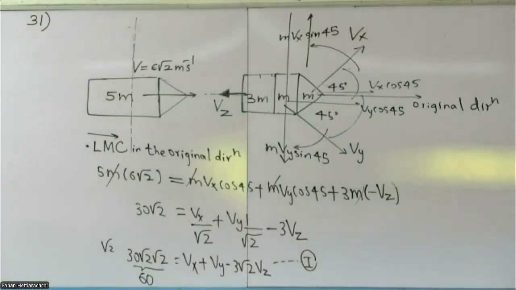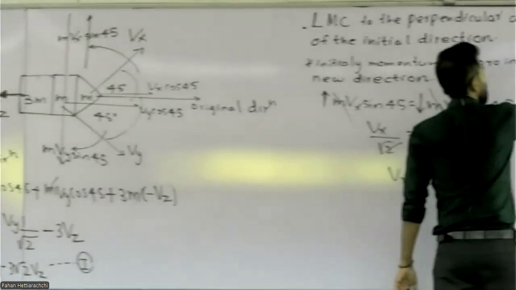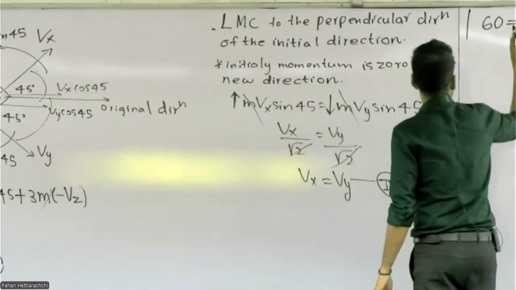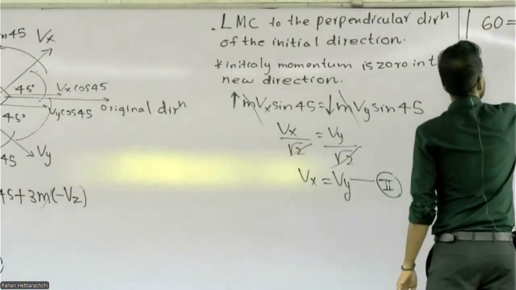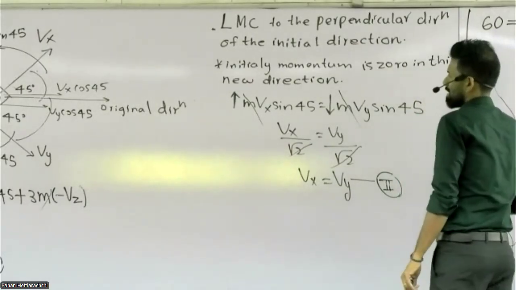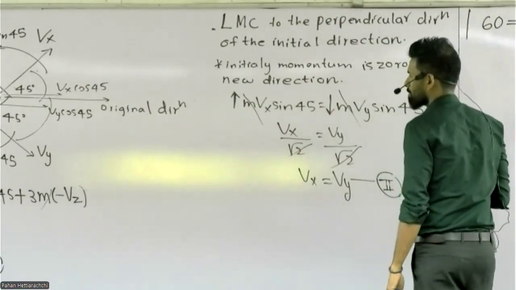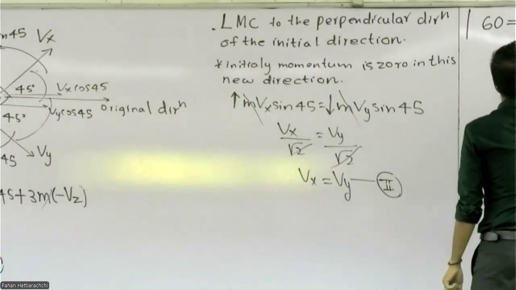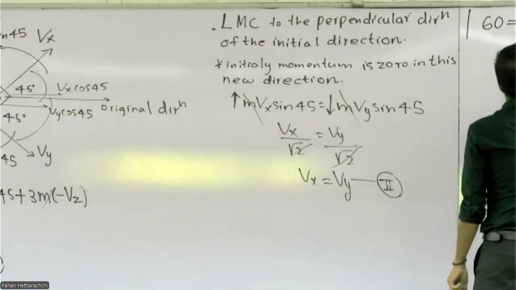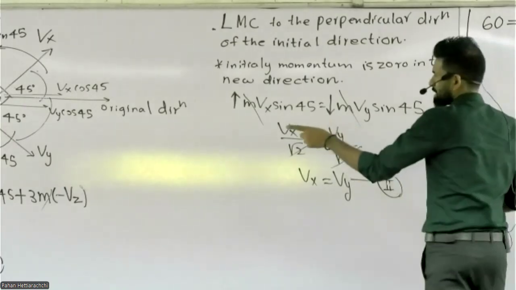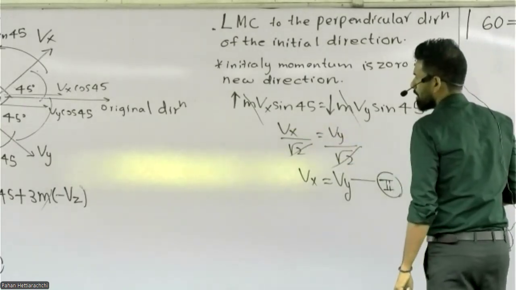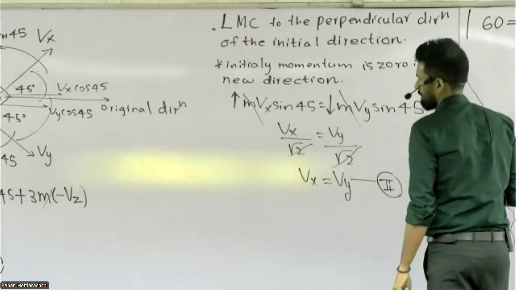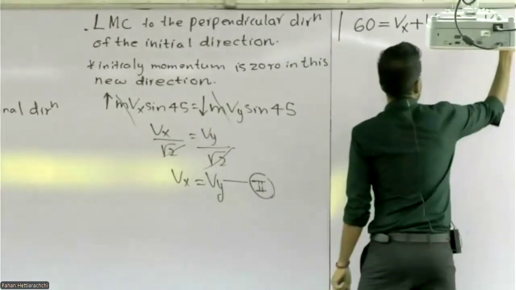60 is equal to Vx plus Vy minus 3 root 2 Vz. Okay. First equation.